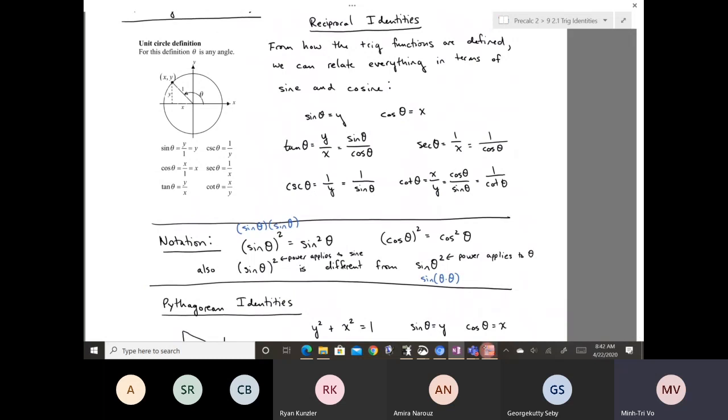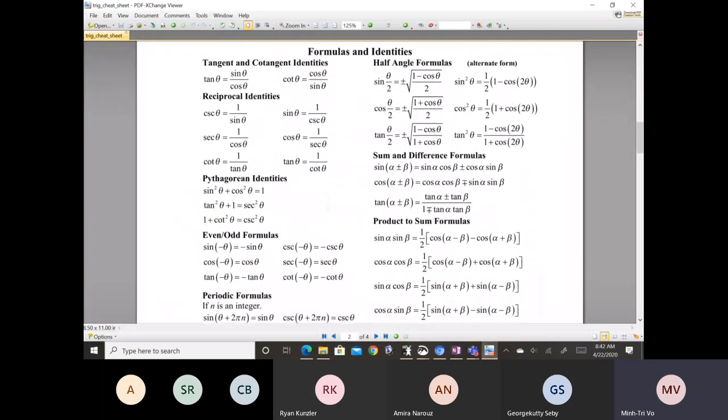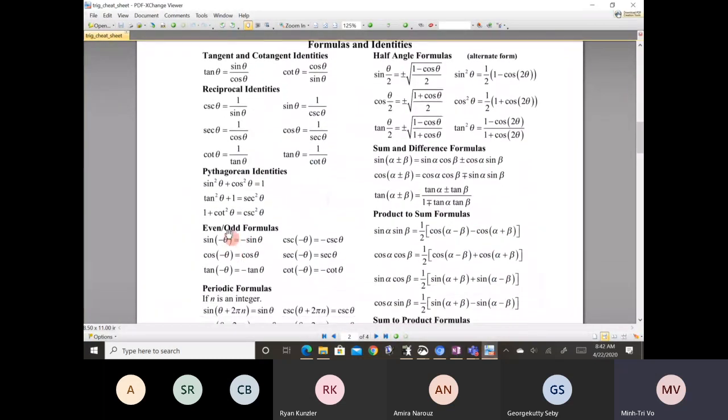Okay, so that's where these identities come from. So the next thing we'll just discuss is the even-odd formulas. Basically, the even-odd formulas just describe how the trig functions behave when the angle becomes negative. And there's two different behaviors: the even behavior and then the odd behavior.